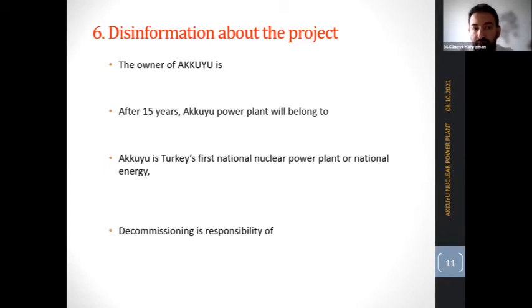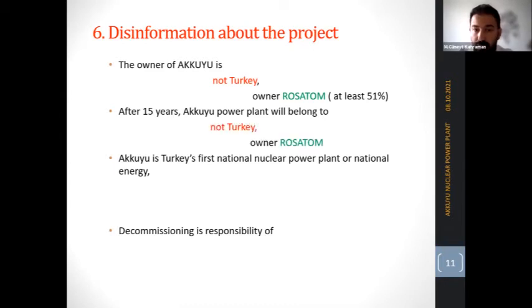Actually, the owner of Akkuyu is not Turkey, the owner is Rosatom, the Russian side. And after 15 years, Turkey's agreement ends. The Akkuyu power plant will not belong to Turkey, it will belong again to Rosatom, because in Turkey there are many projects that private companies build, and after some years the government takes the project. But in this case, it is not the same.